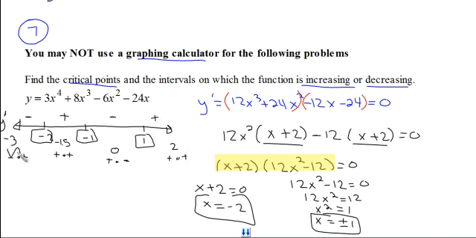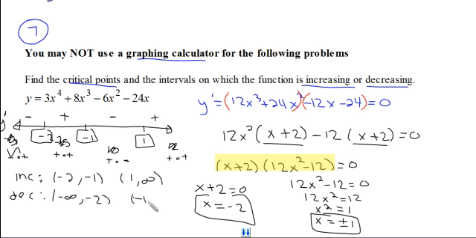Okay. So once I check, remember you don't need these test points anymore. It is increasing in the intervals wherever it's positive, so from negative 2 to negative 1 and from 1 to infinity. It is decreasing between negative infinity and negative 2, and between negative 1 and 1.